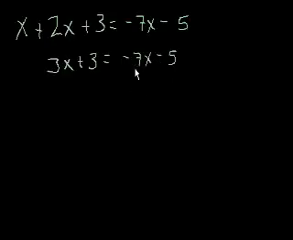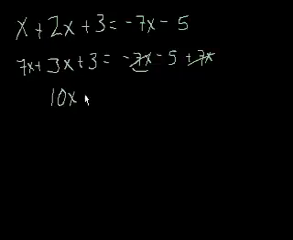Now let's bring the 7x over onto the left-hand side, and we can do that by adding 7x to both sides. Just as a review, we're adding the opposite, so it's negative 7x, so we add 7x, so that's why. And we do that because on the right side, these two will cancel. And the left side, we get 10x plus 3 equals, and on the right side, all we have left is the negative 5.